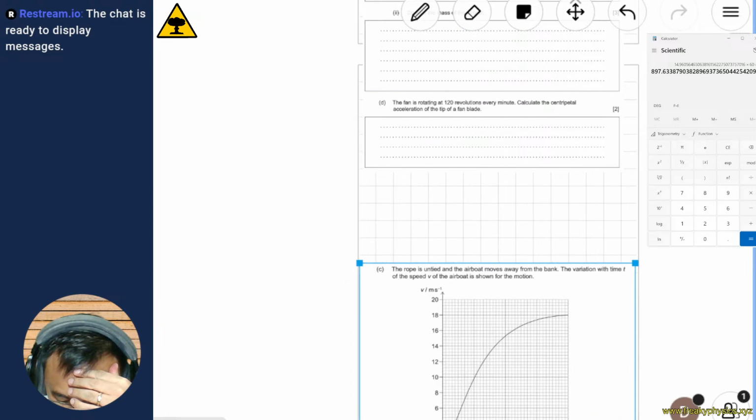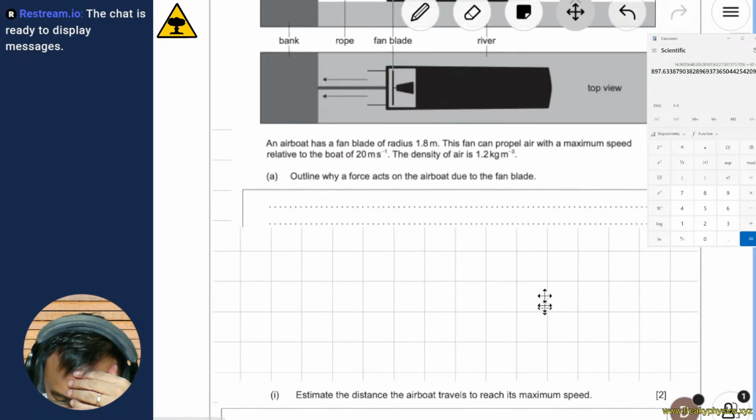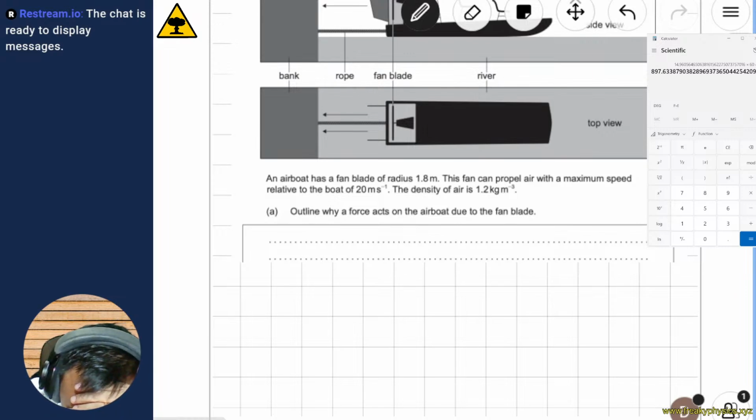When you see outline, you have to briefly describe what's happening. Briefly is the keyword. Another thing: when you see this combination of outline and force, always think state one of Newton's laws. That's always going to be the first mark.